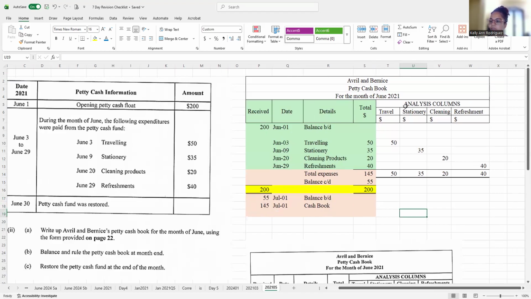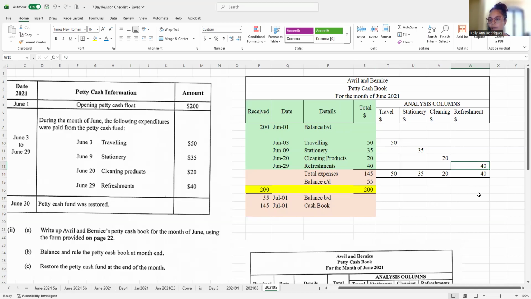Here on this side is your analysis column. This is when you now decide, if you have a bigger petty cash, how much is going on the traveling? So if you have gas, you have traveling, anything relating to gas and traveling, tickets or whatever for traveling, you put it under traveling. Anything for stationery for the office will go under that stationery column. In this case, you just have one traveling, one stationery, one cleaning, and one refreshment. So you just put them under the respective column.